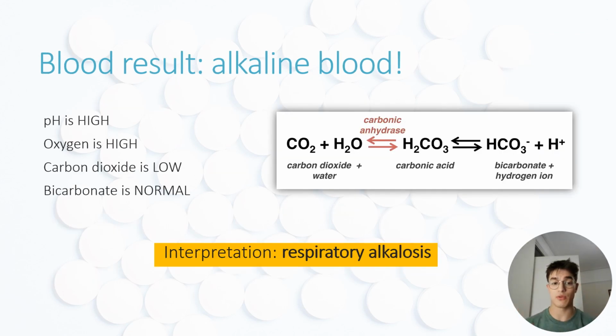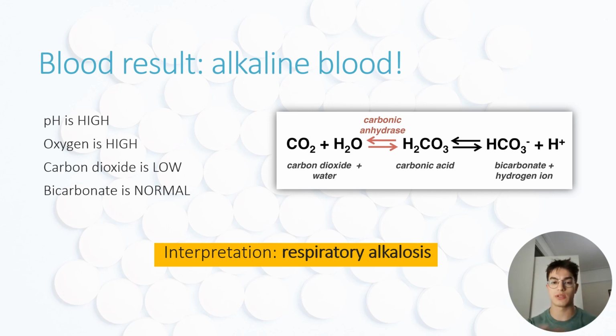So we get the blood result back, and what it shows is that the pH is high, so the blood is a little bit alkaline. The oxygen is high, which we're expecting because he's breathing so quickly, he's getting a lot of oxygen in, but at the same time, he's blowing off a lot of carbon dioxide. A lot of that is leaving his body. And his bicarbonate is normal. That's just a measure really of the kidneys. We're saying the kidneys aren't doing anything here. We don't have to worry about the kidneys.